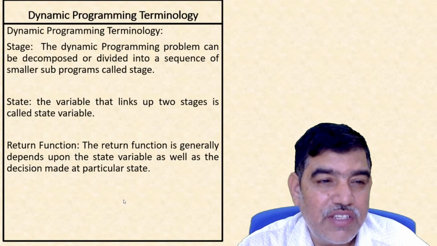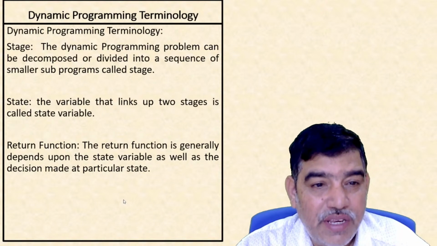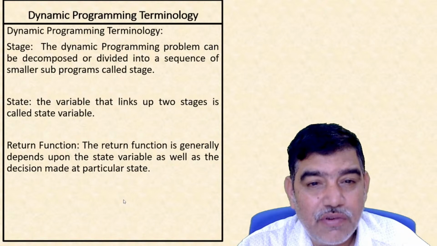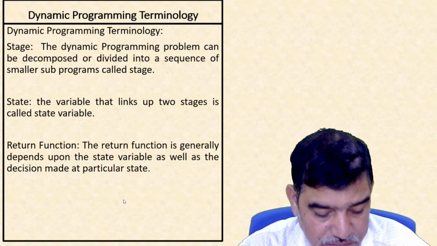Then the important word is state. The variable that links up two stages is called the state variable.